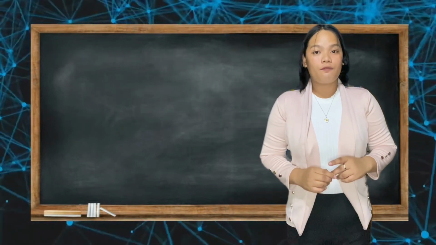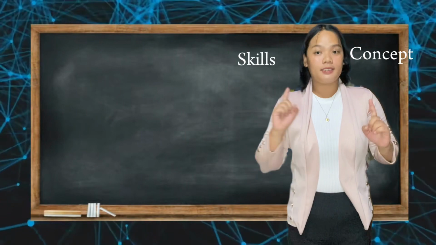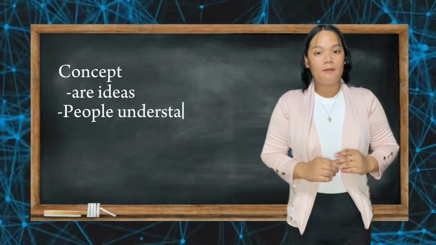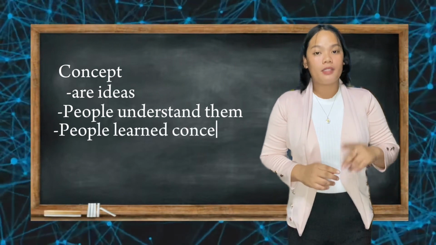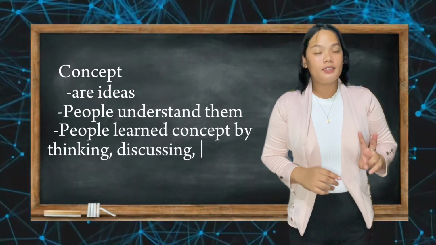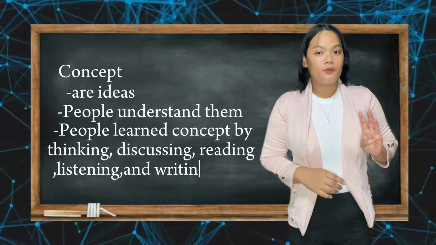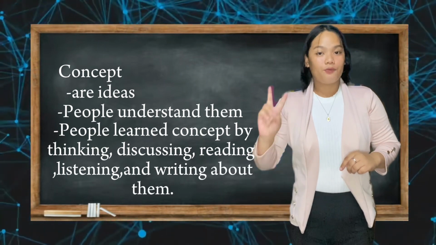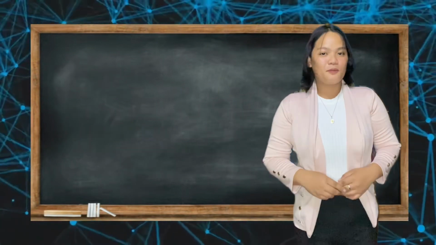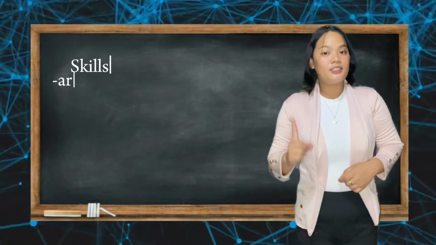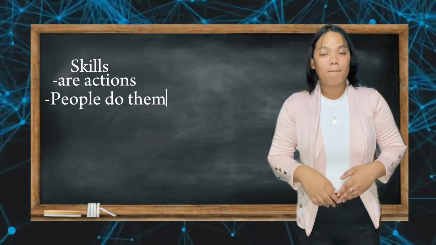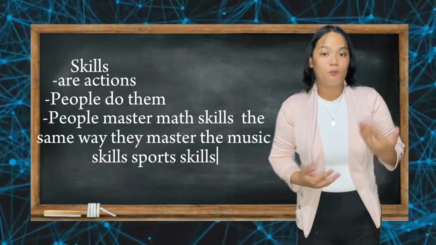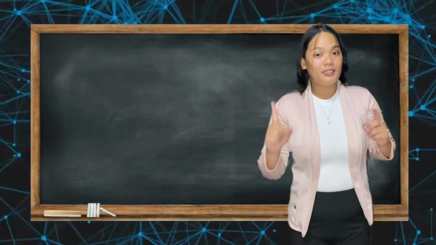First, we have to define what concepts and skills are. Concepts are ideas. People understand them. People learn concepts by thinking, discussing, reading, listening, and writing about them. Skills are actions. People do them. People master math skills the same way they master musical skills or sports skills. Concepts and skills go together.